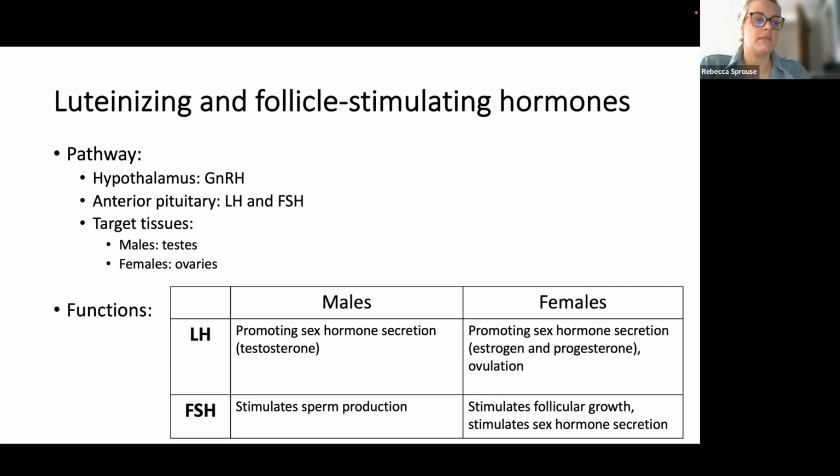FSH stimulates sperm production in males and stimulates the follicular growth in females. So very similar again, because in the follicle is a developing egg. And so you have to stimulate that follicular growth to mature that egg. And that's the sex cell of the female, and the sperm is the sex cell of the male. So similar functions. Usually women and other folks are more familiar with the role in females, but they do also have a role in males. We're going to talk about that this week when you do your case study.